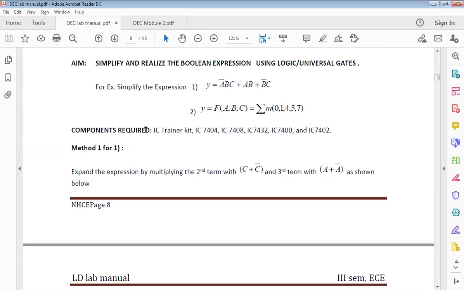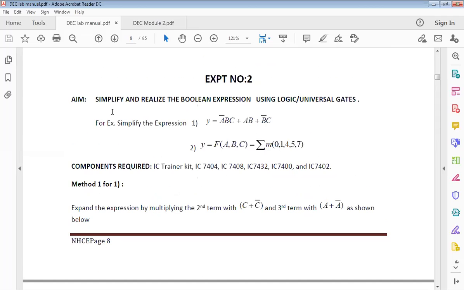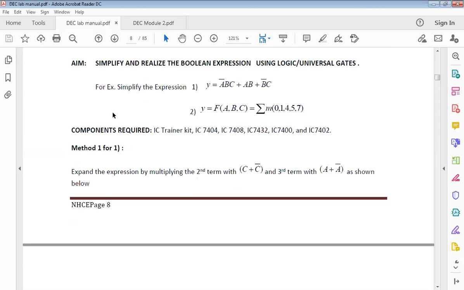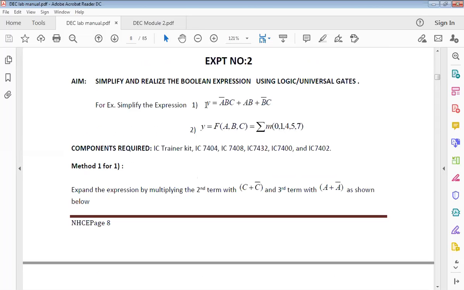So for your first experiment, you will be looking into simplifying this expression. You have two expressions here. Can someone tell me, is this a min term or a max term? The second equation and the first equation. Min terms. So which means it's a sum of products or product of sums? Sum of products. Yes, good.